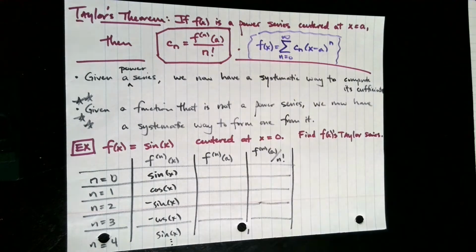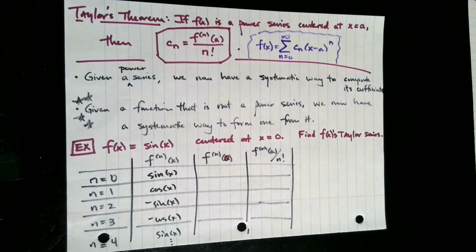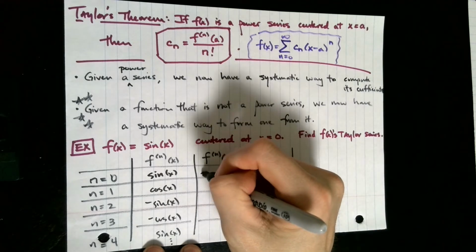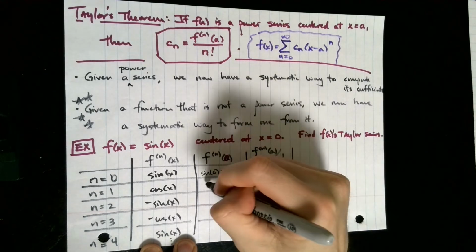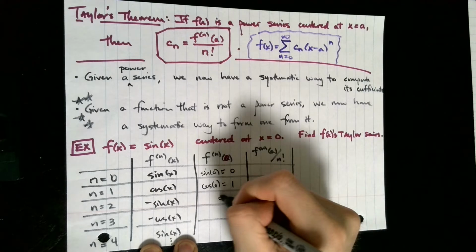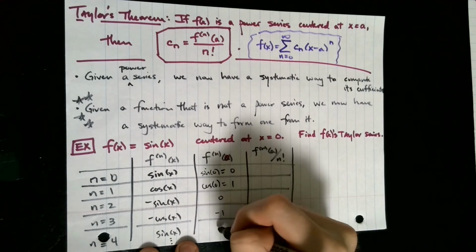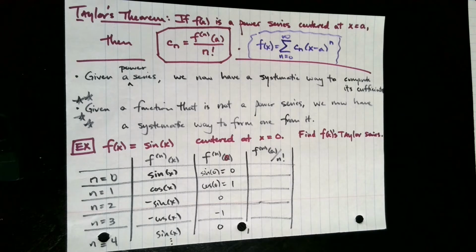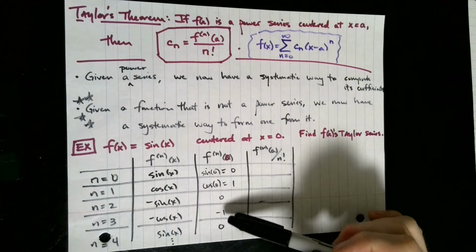Now, we have to evaluate at the center. What is the center here? The center is 0. We're interested in our Taylor series centered at 0. So we need to evaluate each of these at 0. I'll write out the first couple so we can follow along. Sine of 0 turns out to be 0. Cosine of 0 turns out to be 1. Minus sine of 0 is also 0. Minus cosine of 0 is minus 1. Then sine of 0 will be 0 again, and this will recycle. So the cycle will be 0, 1, 0, minus 1, repeat.